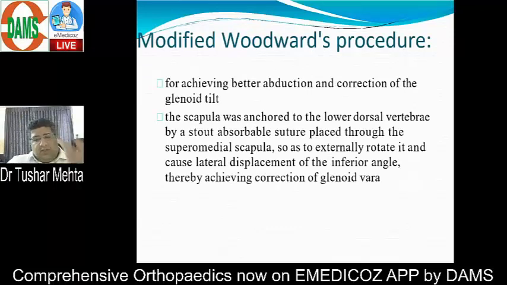Then they went for a modified Woodward. In modified Woodward, again the same thing was there, but they also wanted to correct the glenoid tilt. I told you, the glenoid started facing inferiorly. So they said, no, we will put some absorbable sutures so that the glenoid varus can be corrected and the glenoid can face the shoulder properly. So, remember the keywords.